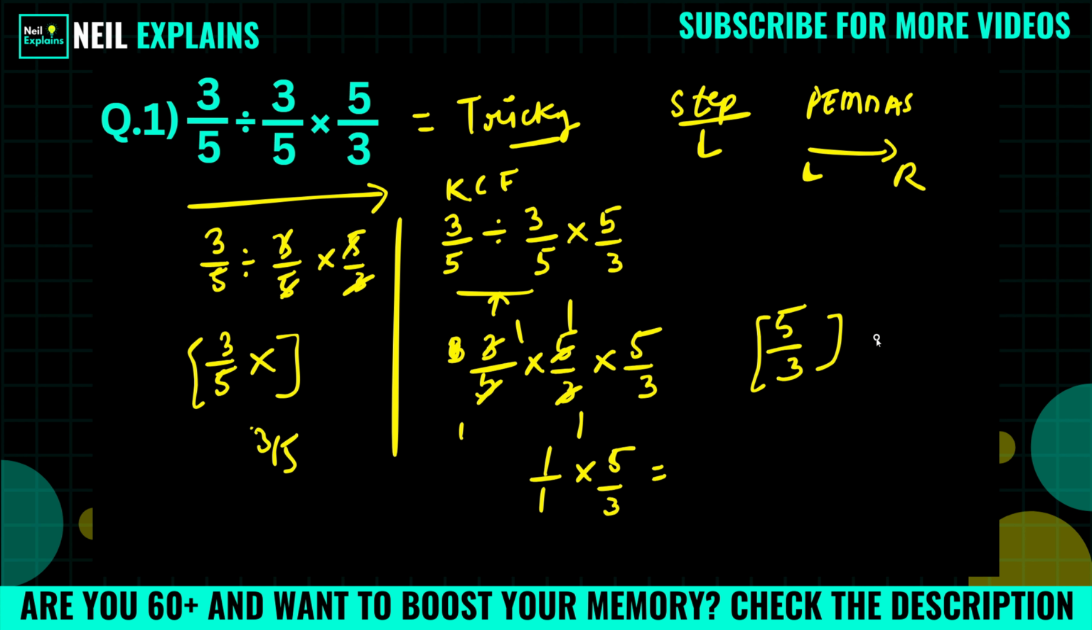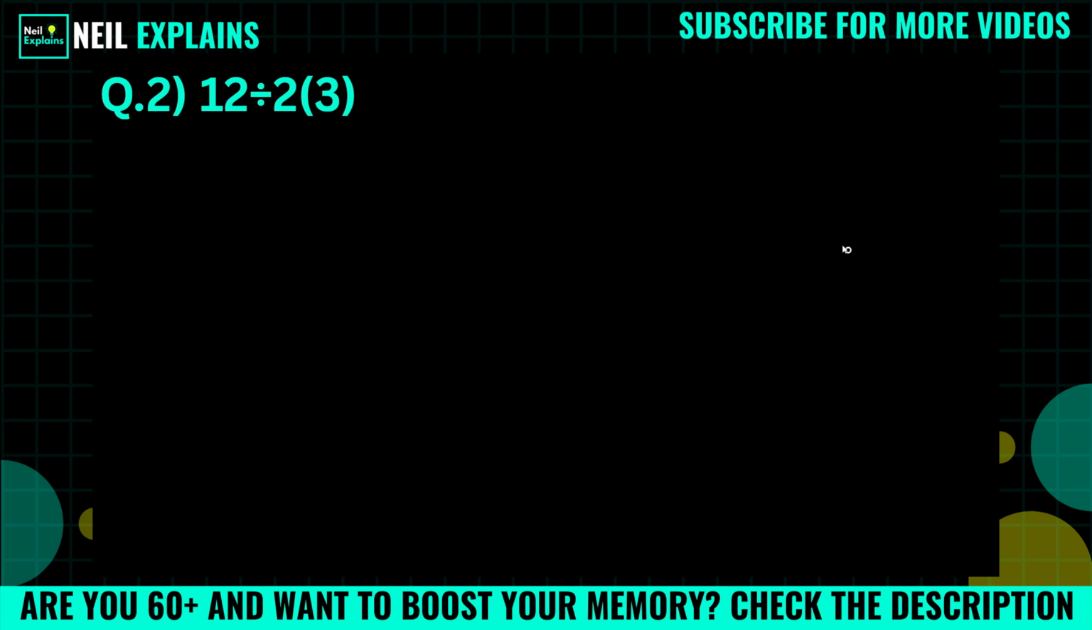Okay, coming to the next question, what we have is 12 divided by 2(3). If you think it is 12 divided by 3 times 2, that is 6, and 12 divided by 6 gives 2, then you are wrong. So comment your right answer here and try to solve on your own and get featured in our shortcut list.